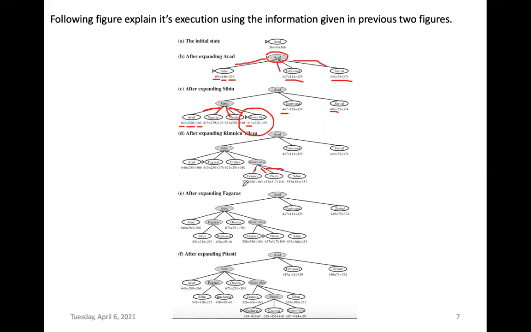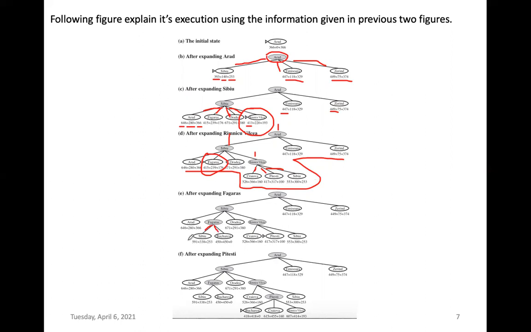So this is the expansion. And you can also write the values like f of n is equal to g of n plus h of n. And now from all these values, which are encircled, not this one, not this one, not this one, these outline circles, what is the minimum in these outline circles? The minimum is Fagaras. So you have to select it next and expand it in the next level. So that's why the expansion is, you can see here.